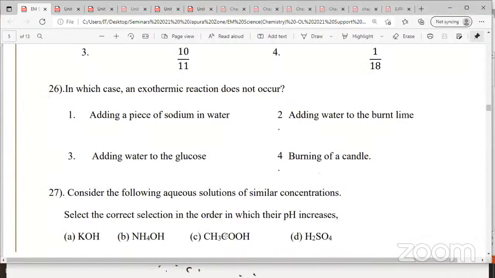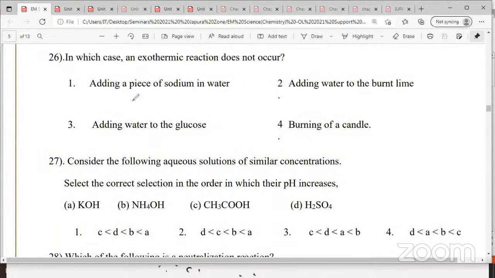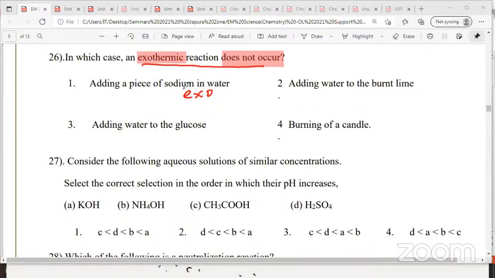Question 26, MCQ: which exothermic reaction does not occur? Highlight exothermic. When you put sodium into water, it's exo. Why? Sodium reacts very violently with water, and heat is released. Exo means heat is given out. Adding water to burnt lime: burnt lime means calcium oxide. Calcium oxide plus water gives calcium hydroxide. This is an exothermic reaction.